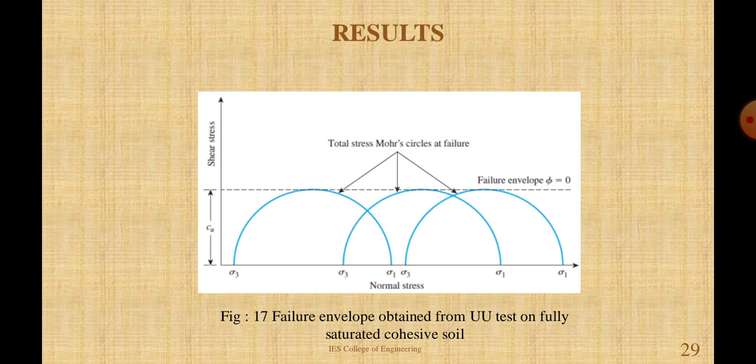This figure shows the failure envelope in terms of total stress obtained from an unconsolidated undrained test on a normally consolidated clay. The failure envelope is horizontal, that is phi equal to 0, and has a cohesion intercept of Cu.